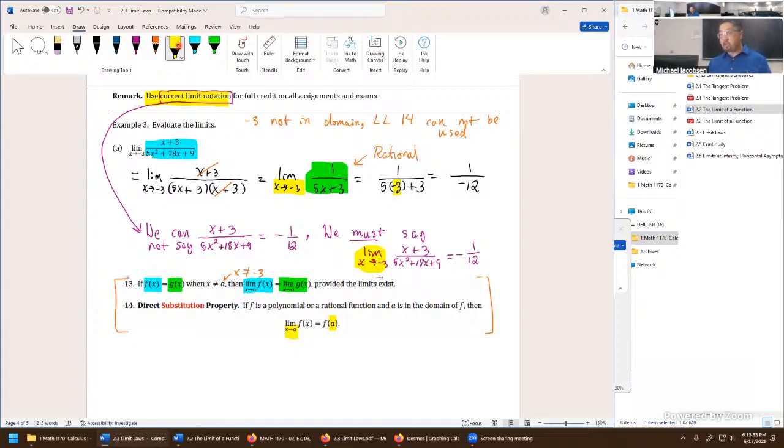Well, that's one limit down, part A. We're going to look into several others. Any questions or comments at the moment?